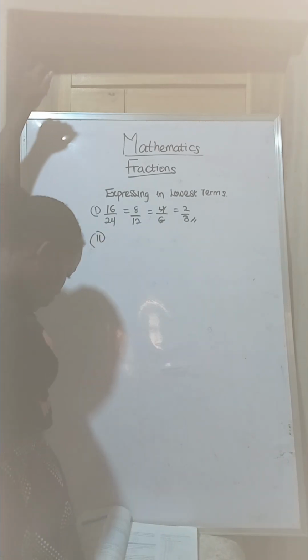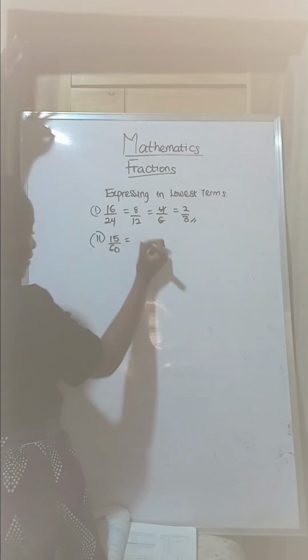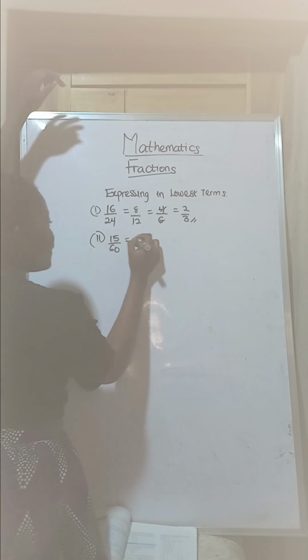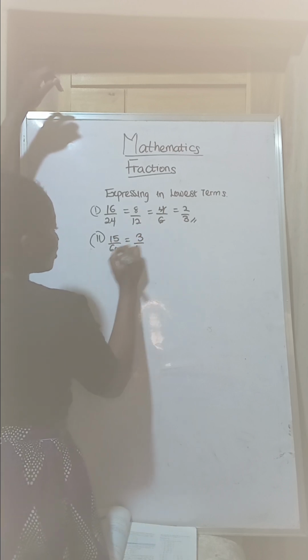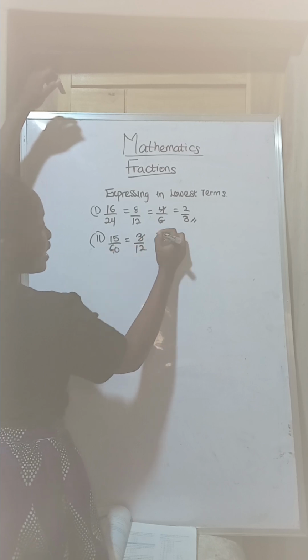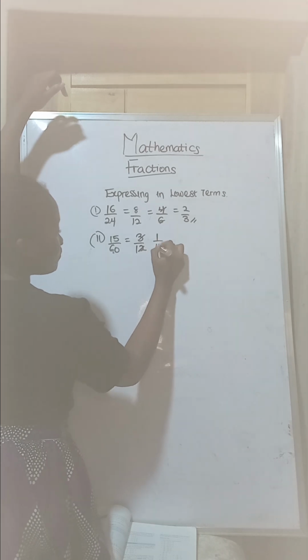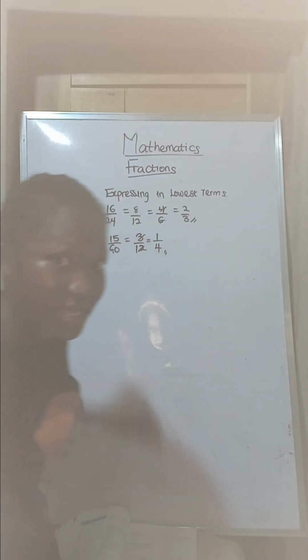We have another one. We have 15 over 60. Okay, 5 can go in this. 5 in 15, 3. 5 in 60: 5 in 6, 1, then remainder 1, 5 in 10, 2. So 3 over 12. And 3 here, 1. 3 here, 4. Do you understand that? That's in lowest terms. You see that we cannot break this down again.